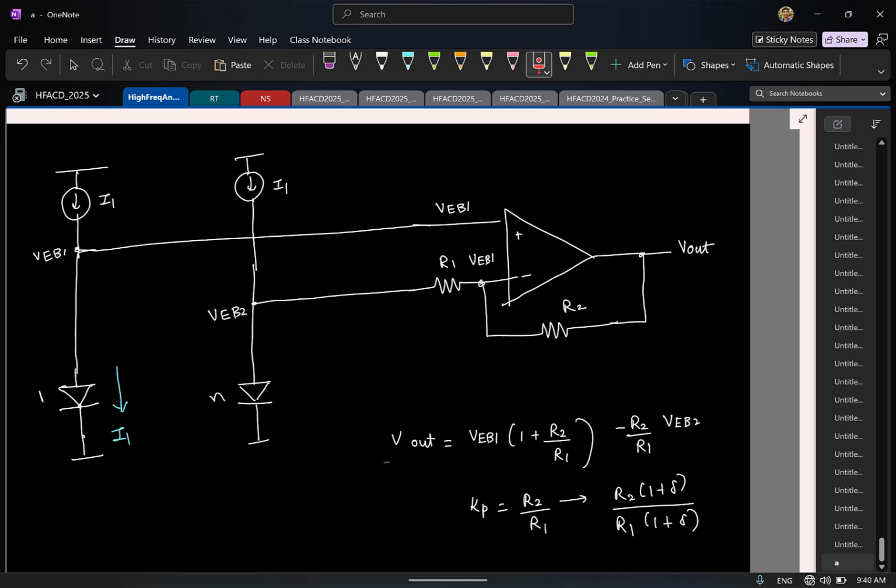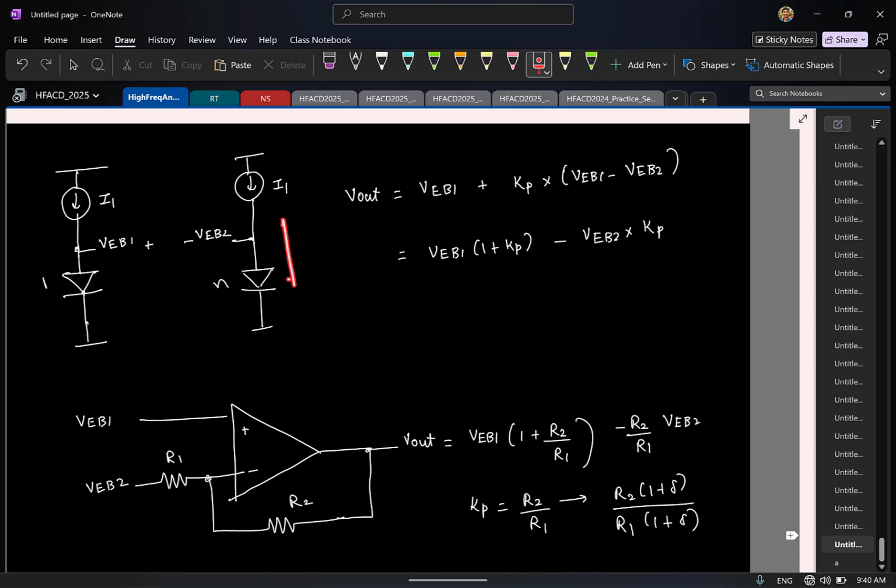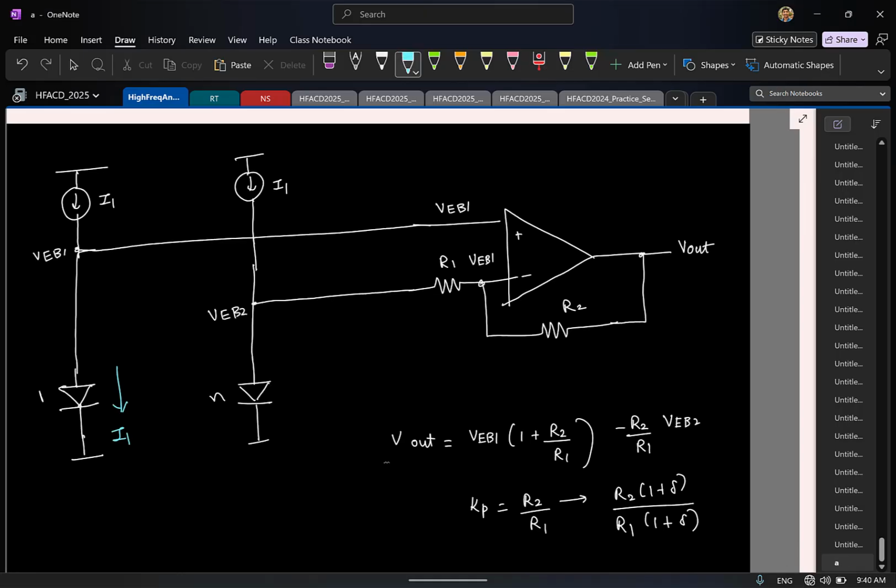Ideally, what do you want the current flowing in the right side diode to be? I1. But here, what is the current that is actually flowing through the diode? Can you tell me? Is it I1 or something else? Why something else? I mean, what is the current flowing in this branch? That's what I'm asking. Is it I1 or something else?